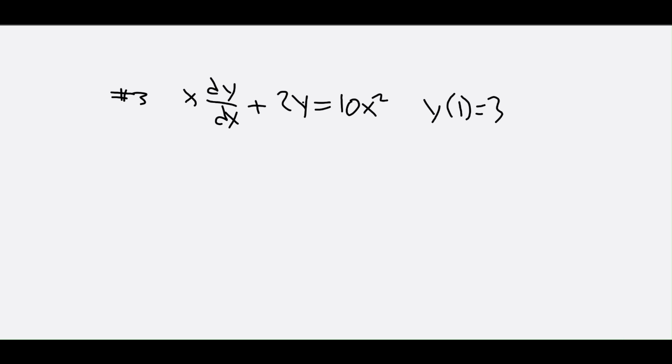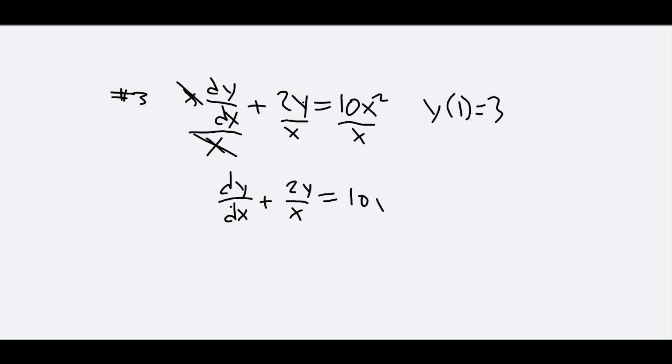Okay, and we want to put this into standard form. So what we're going to do is divide by x on both sides. And funny enough, the x's cancel there. What that ends up giving us is dy over dx plus 2y over x equals 10x.